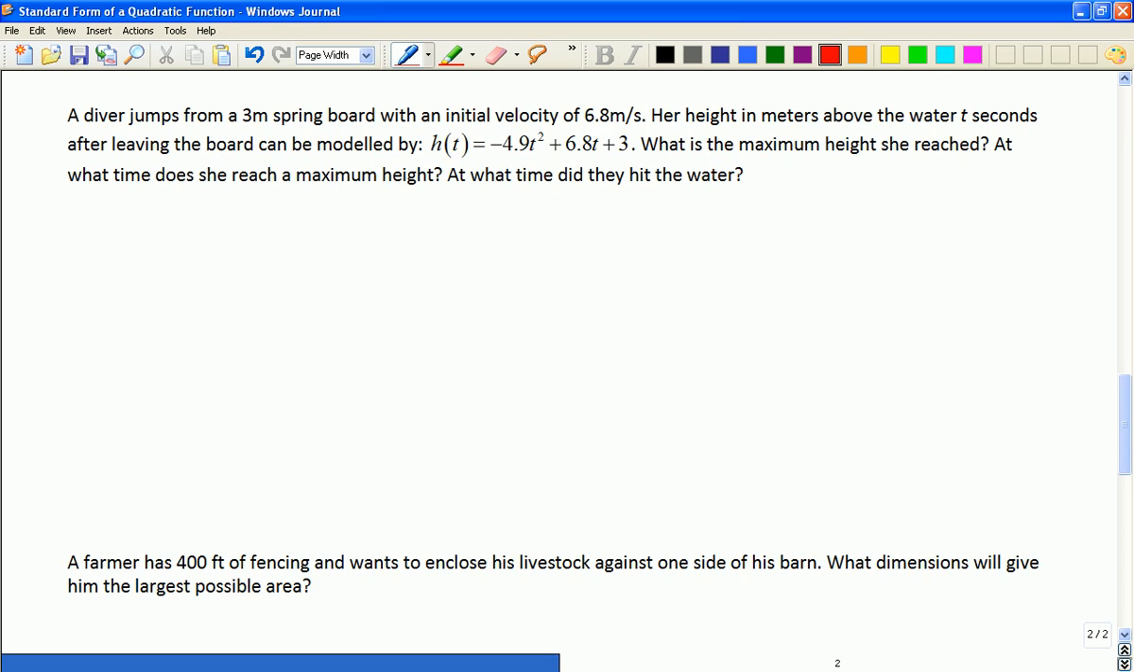So we'll tackle a couple word problems here before we finish. A diver jumps from a 3-meter springboard with an initial velocity of 6.8 meters per second. Her height after leaving the board can be modeled with this quadratic equation. So we want to know what maximum height she reaches, and when does that happen, and at what time did they hit the water.